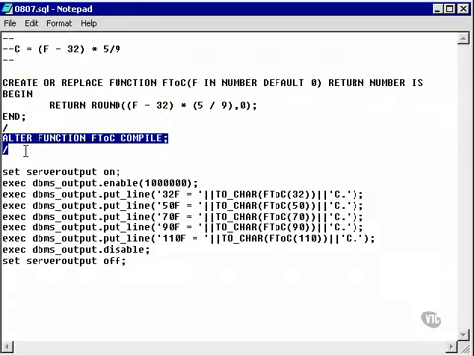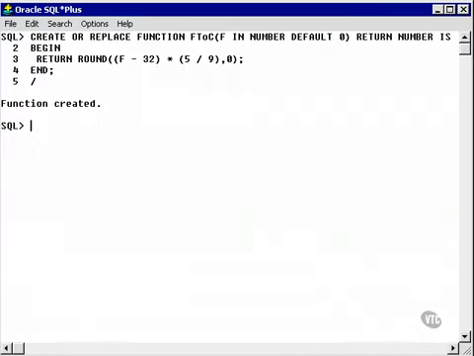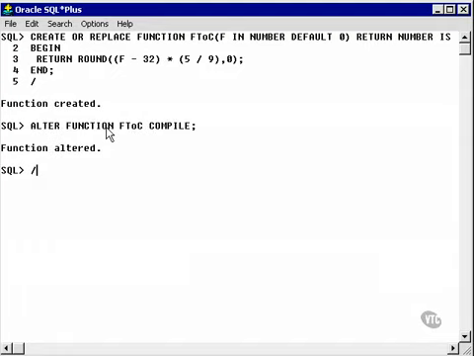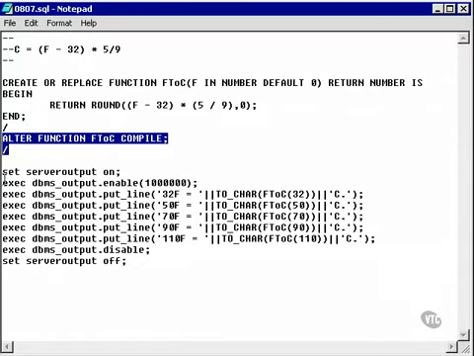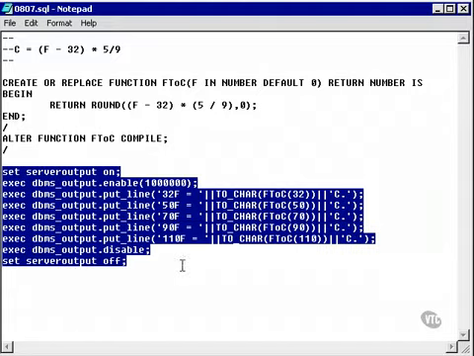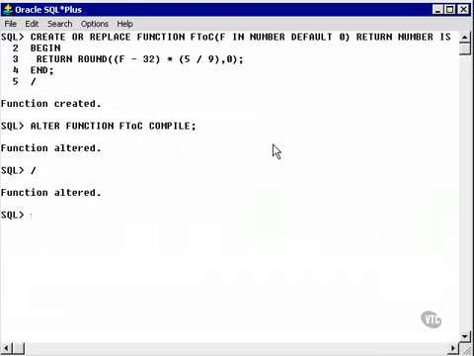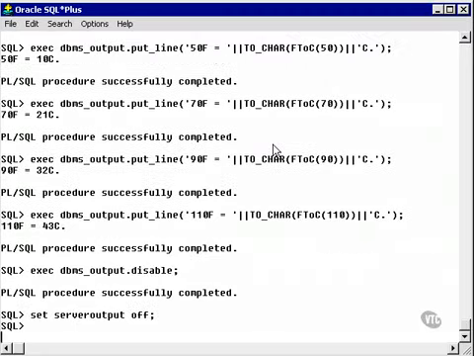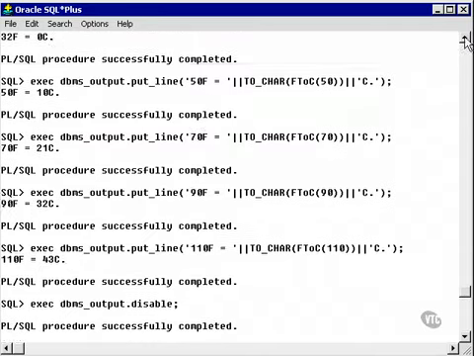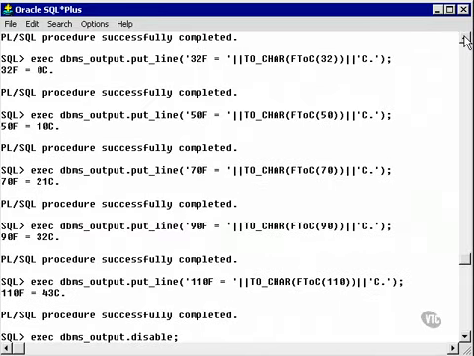Now what it's actually done at this stage is it's submitted the function and it's compiled it as well. I generally just compile it anyway, just to make sure. And now we'll execute the procedure. And we get lots of results. 50 Fahrenheit is 10, 70 is 21, 90 is 32, etc, etc. 32 is 0, which is freezing.